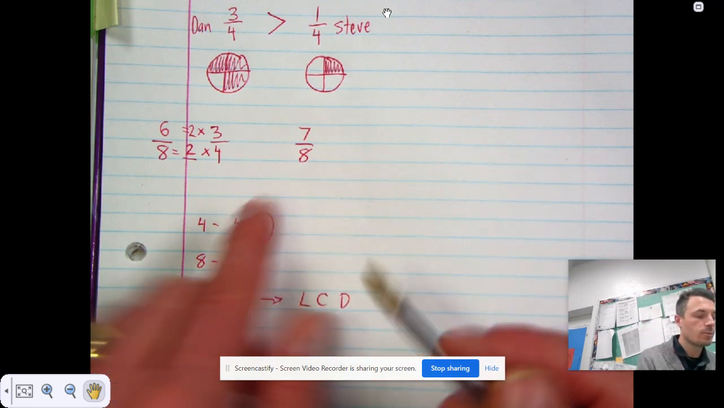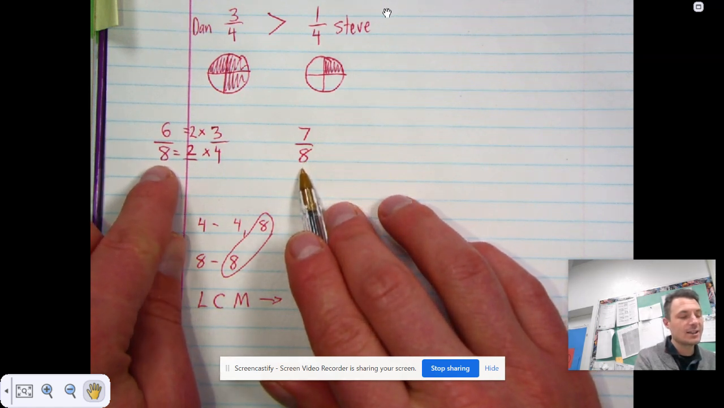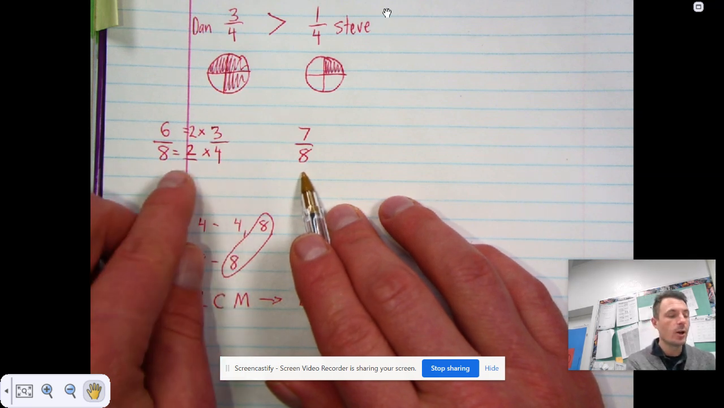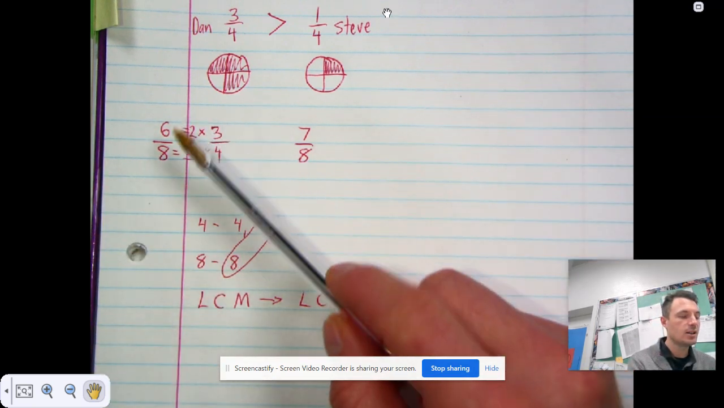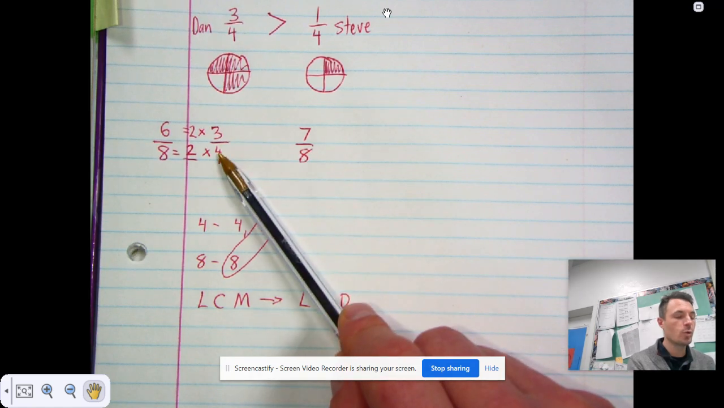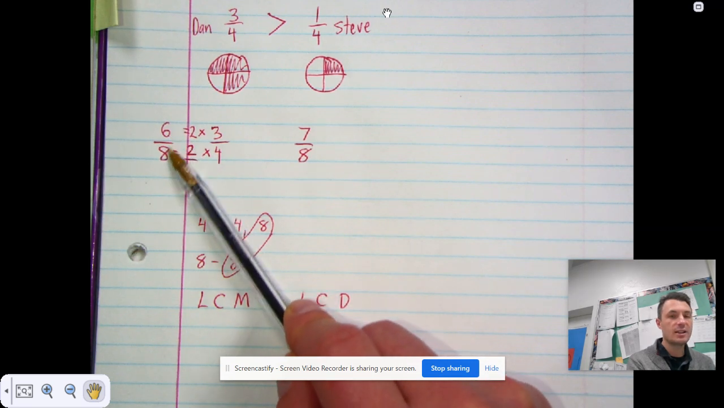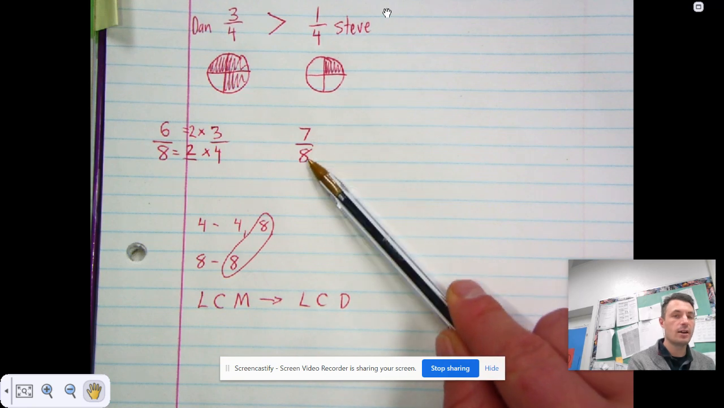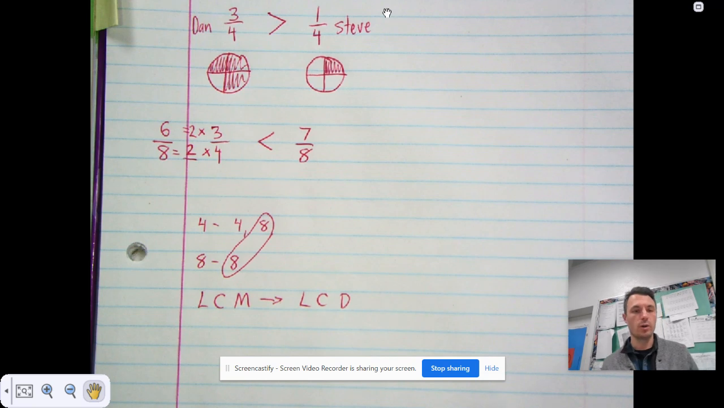So now we're comparing 6/8 to 7/8. And since 6/8 is an equivalent fraction to 3/4, it means the same thing. It helps us compare 3/4 to 7/8. Now we can see that 3/4 is smaller than 7/8 because when we give 3/4 the same denominator that 7/8 has, it becomes 6/8. And 6 out of 8 is less than 7 out of 8. So 7/8 is bigger than 3/4.